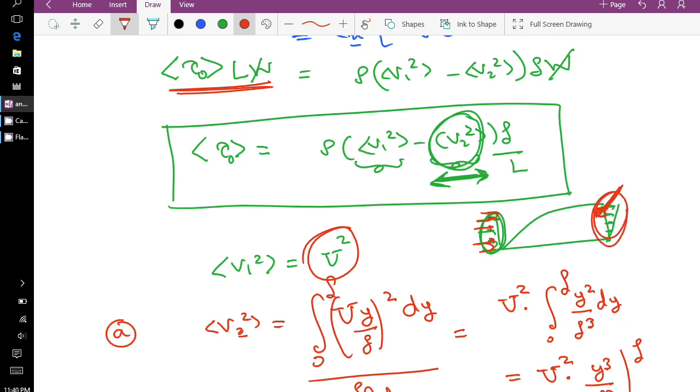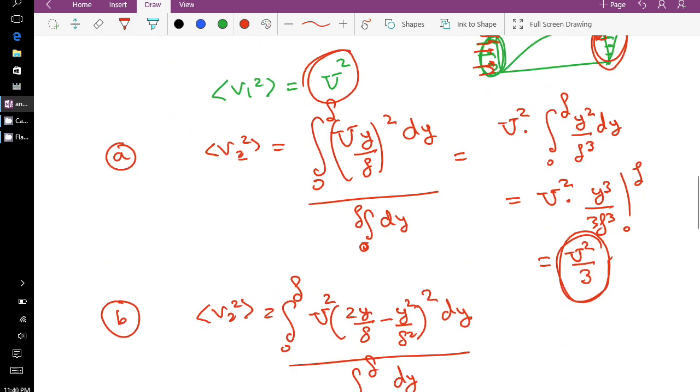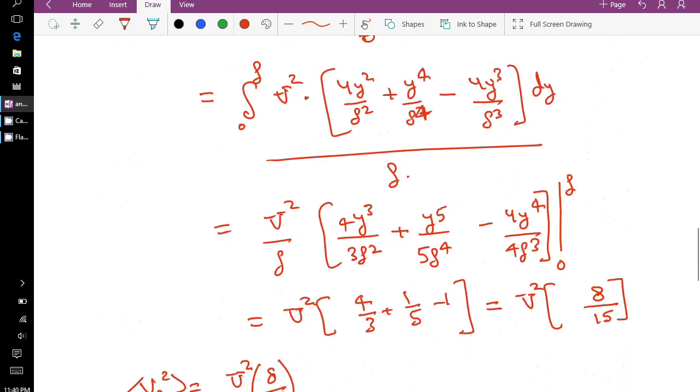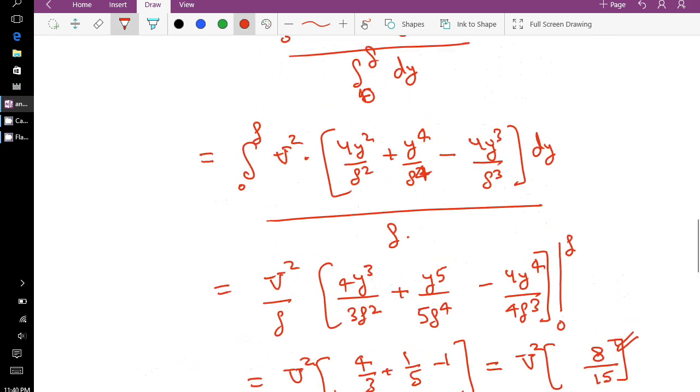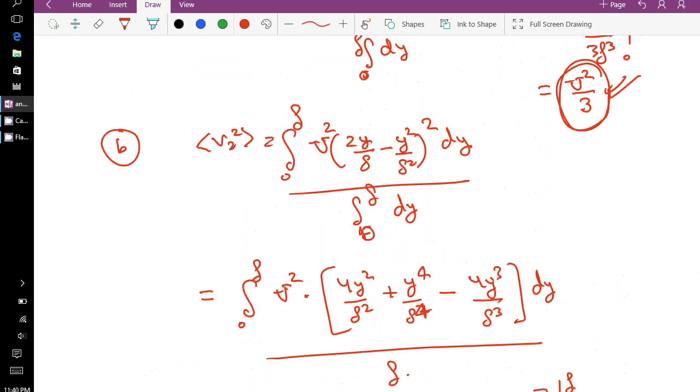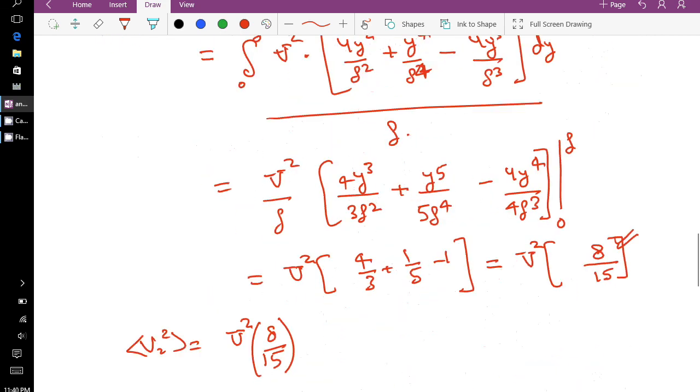But here we have to evaluate based on the velocity profile, two of which are given to us. In the first case it comes out as U square by 3. In the second case it comes out as 8 by 15 U square. There's a little bit of math here, but I think it should be pretty easy to follow what we did. Just square it and do the integration.